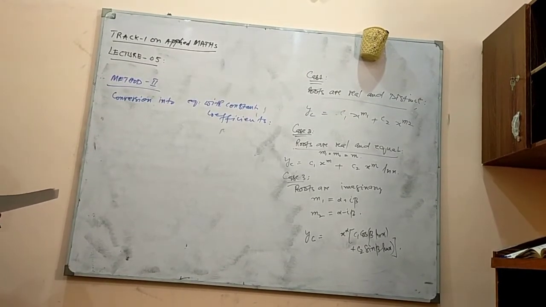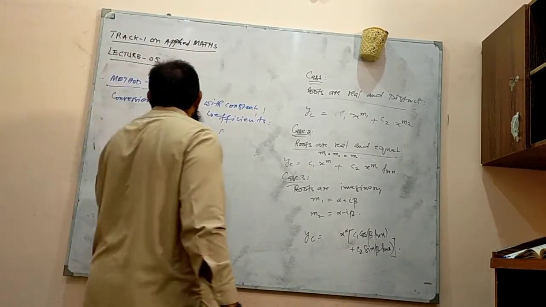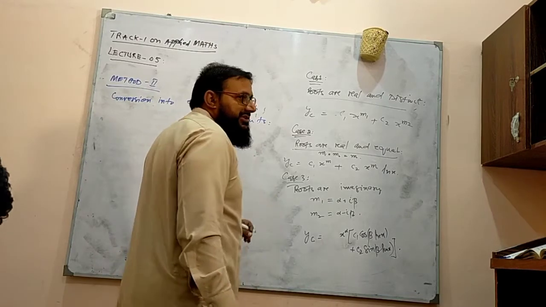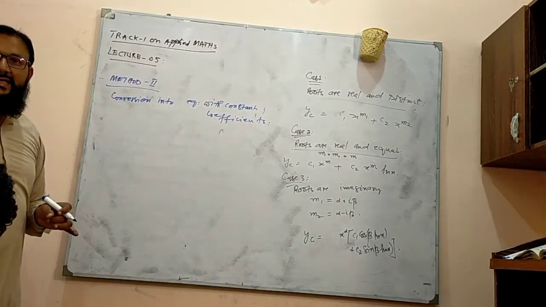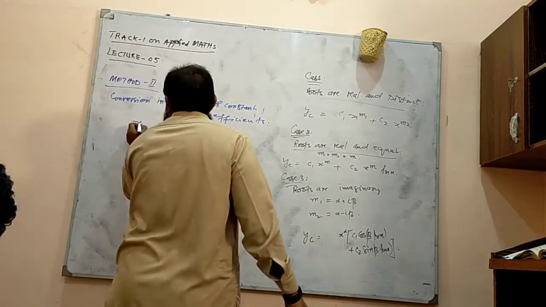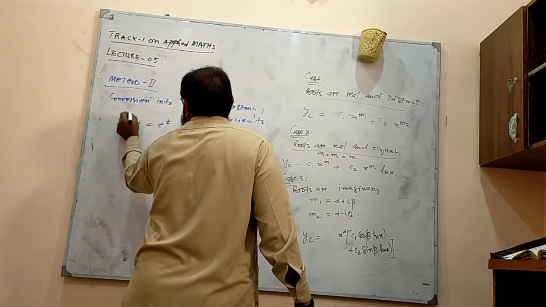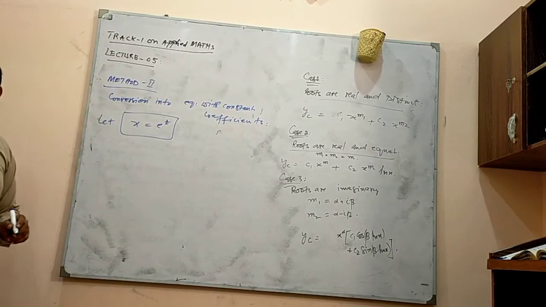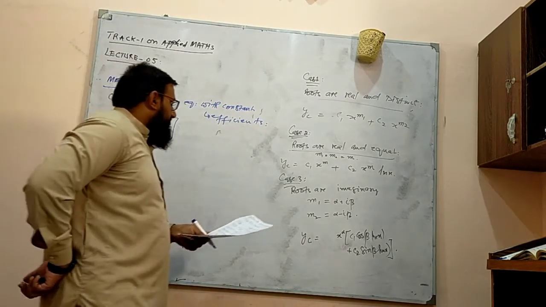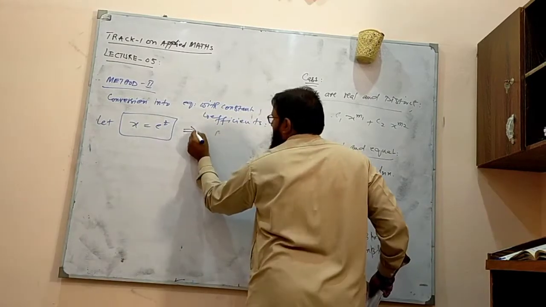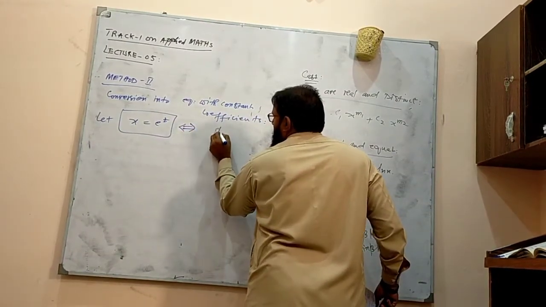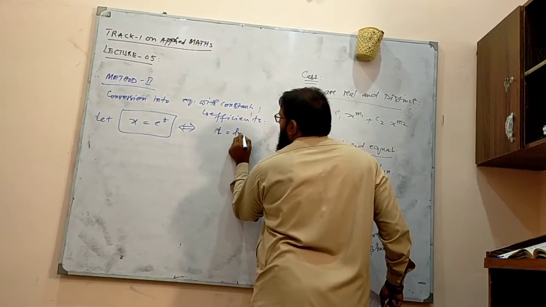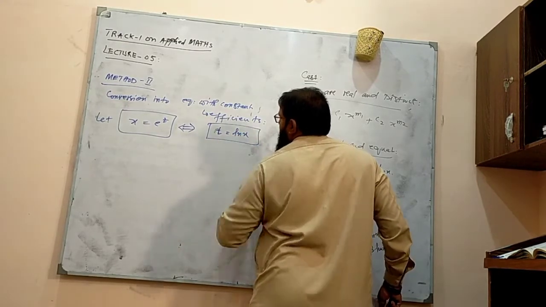And how to do it? The substitution for that one is, since in our equation the independent variable is x, I'll put x is equal to e raised to t. This should be the substitution. Or t is equal to log x.